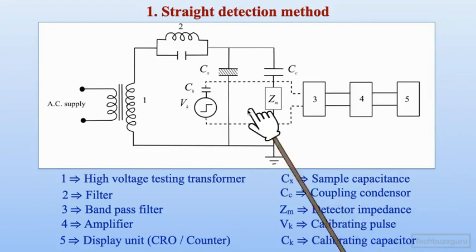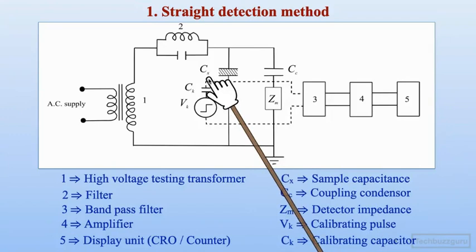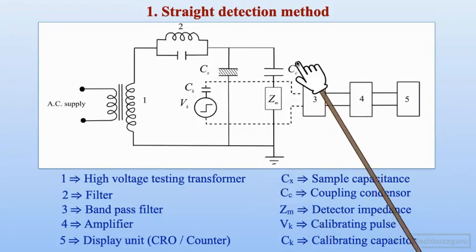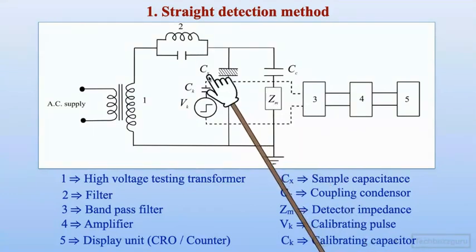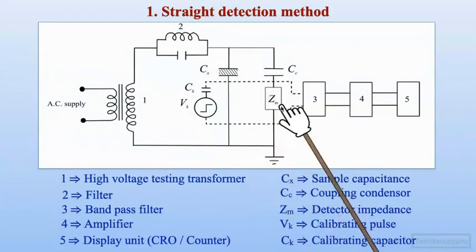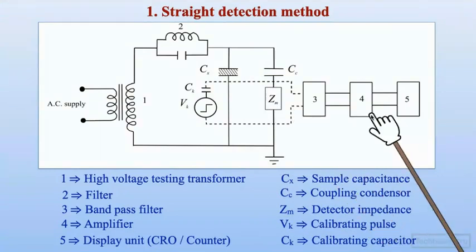Now, apart from that, there are certain capacitances. Cx is the capacitance to be tested, or a sample capacitance. Cc is a coupling capacitance which is connected in series with the detector impedance. There is an impedance which will be connected across the sample, so that whenever pulses are applied across it, they can be inducing some voltage across this impedance, which will be measured by the assembly of amplifier and CRO.